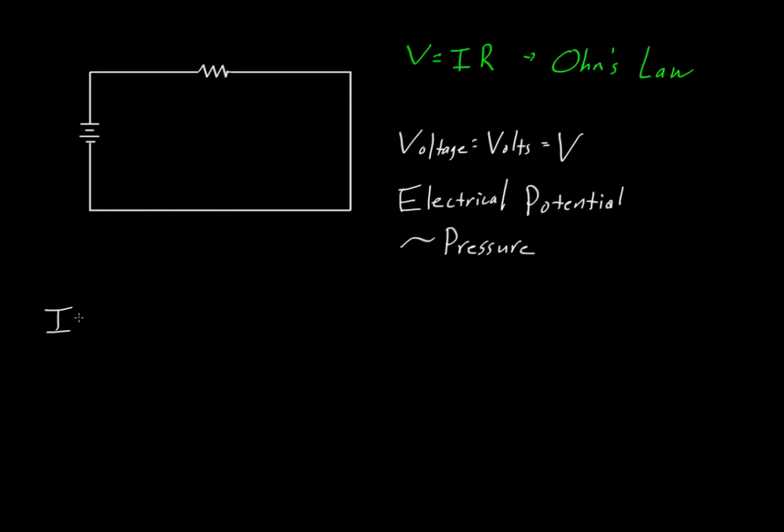Current is electron flow, electron or hole flow. We'll talk about the difference between electron and holes in just a second. This unit is the ampere. The abbreviation is capital A. And that's equivalent to 1 joule per second of electrons flowing through any given point in the circuit.